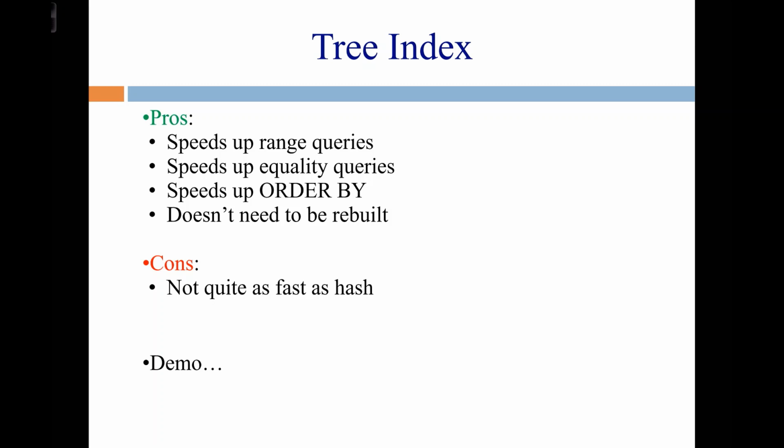For a tree index, the pros and cons, just comparing to a hash. It speeds up range queries, it speeds up equality queries, although not as well as a hash index, but still really good. Logarithmic is much better than linear. It speeds up order by, so if you just want to sort the entire table based on some column, and you have an index on that column, well, it turns out it's already sorted. The leaf nodes of that index already represent a sorted list by that column.